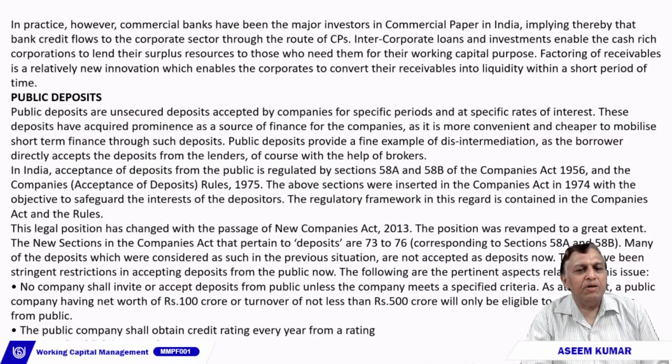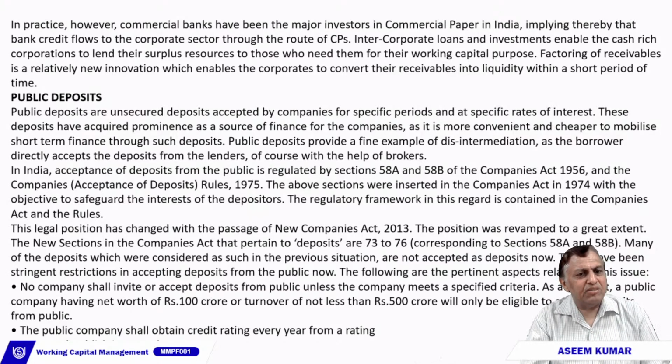So, because it is cheaper, it is reasonably coming out to be with a shorter possible time. Therefore, now this is coming out to be a sort of need of the hour. So the public deposit provides a fine example of disintermediation as the borrower directly accepts the deposits from the lenders, of course with the help of brokers. Somewhere the brokers are also coming in. However, we have to just look at these are the shortest possible things you are doing.